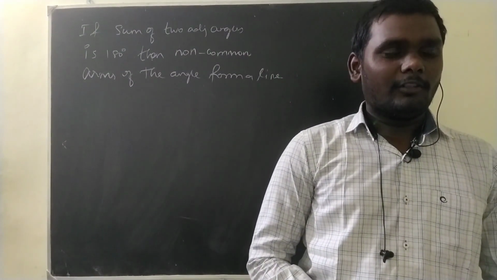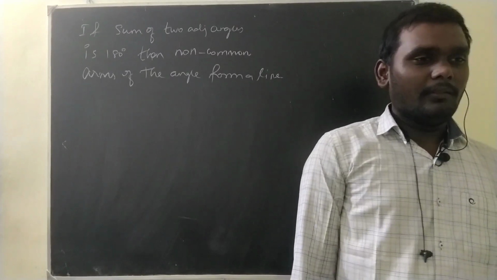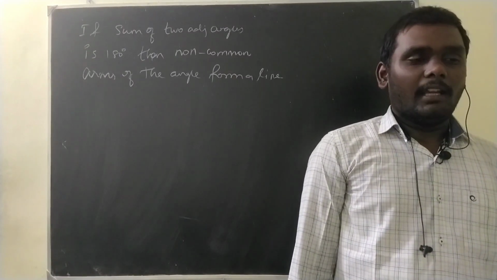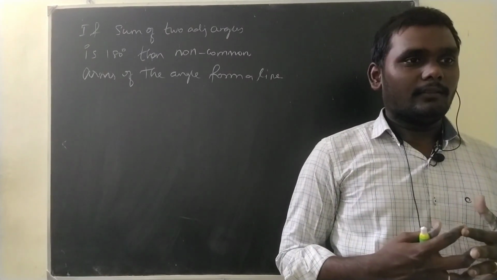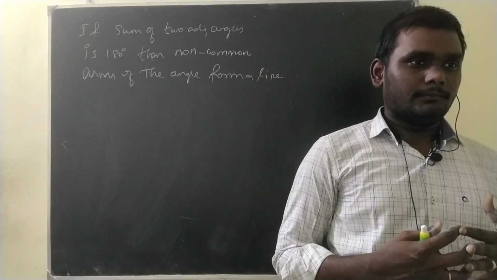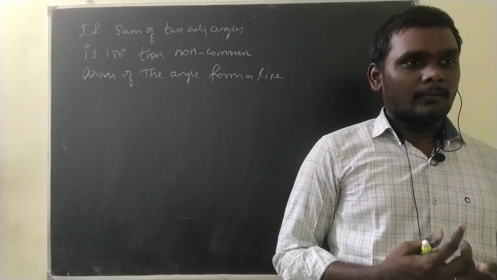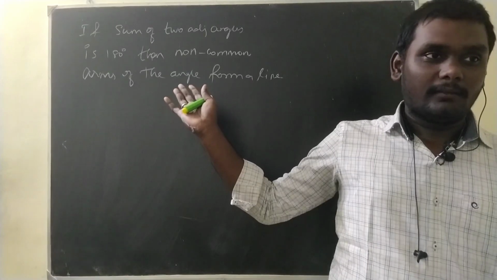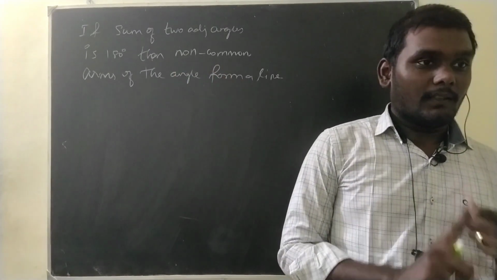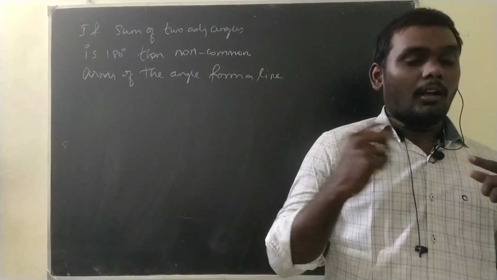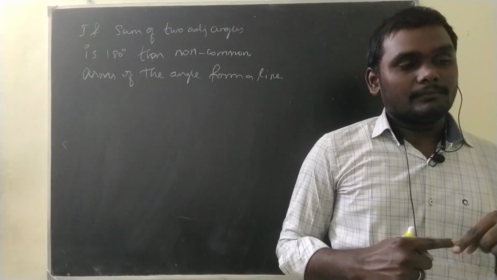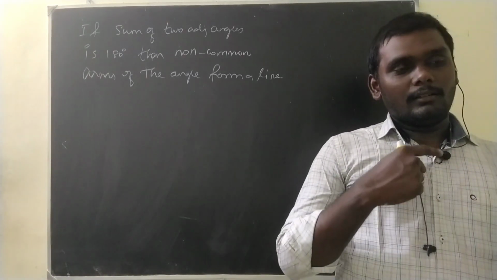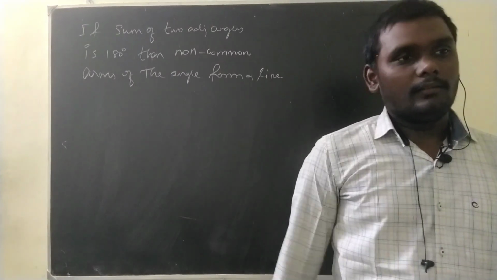Okay. 6.1. What does 6.1 say? The axiom 6.1: if a ray stands on a straight line, the angles so formed are a linear pair. The same thing 6.2 also says, but in the reverse manner. If the sum of two adjacent angles is 180, then the non-common arms of the angles form a straight line. Okay. Both are converses of each other. Okay, front and back.